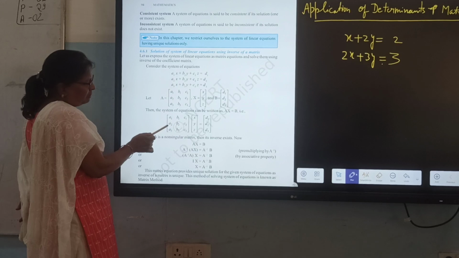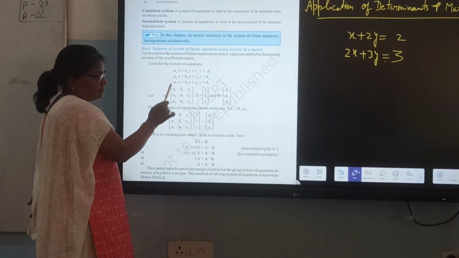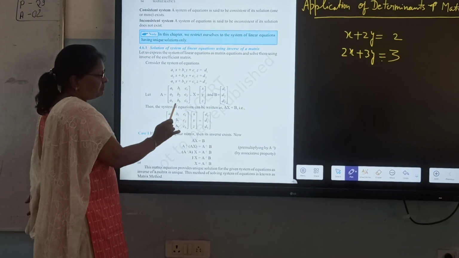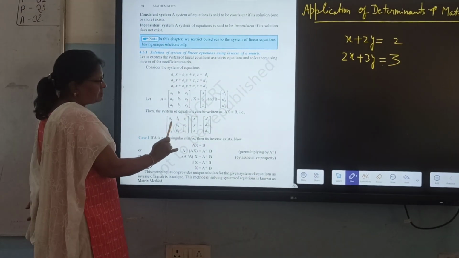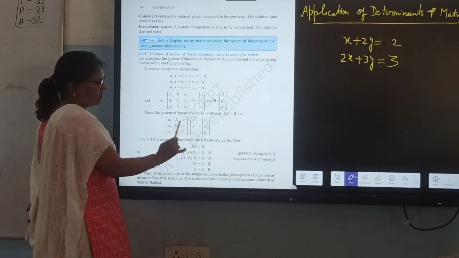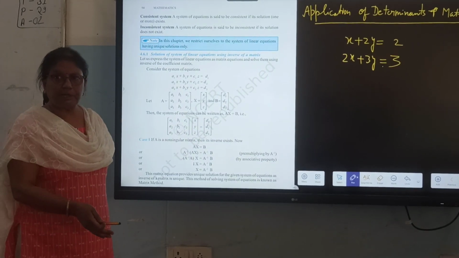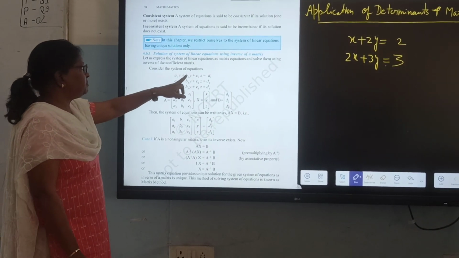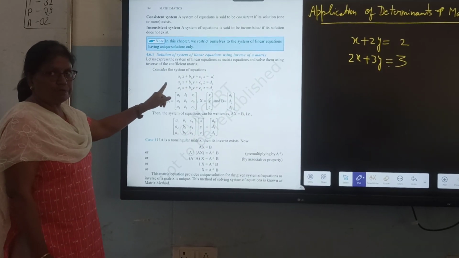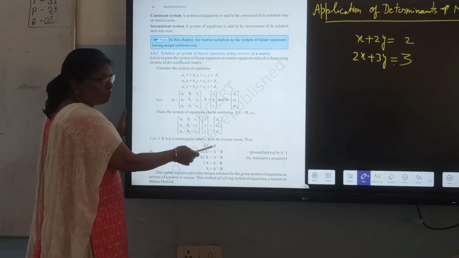You can see if we multiply these two matrices, you will get the same result: row by column, a1x plus b1y plus c1z, a2x plus b2y plus c2z, a3x plus b3y plus c3z is equal to d1, d2, d3. By equating the matrices you can write a1x plus b1y plus c1z is equal to d1, and similarly the other two equations. So now in this case AX is equal to B.